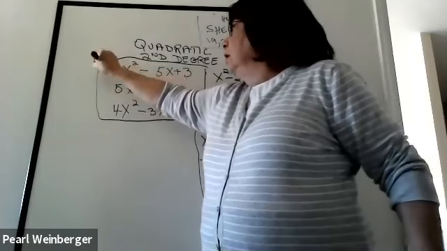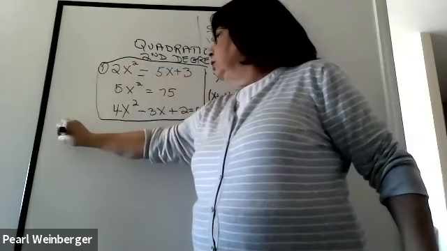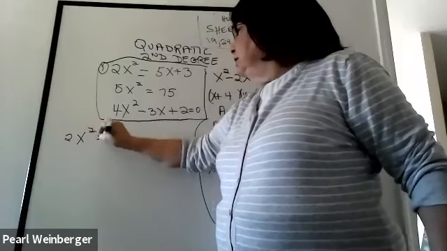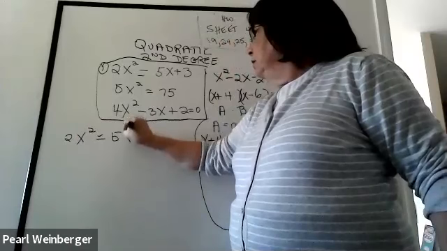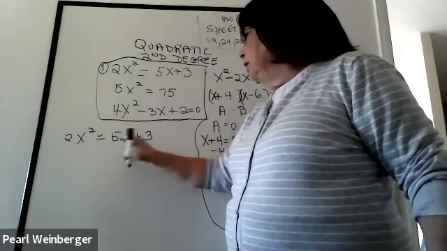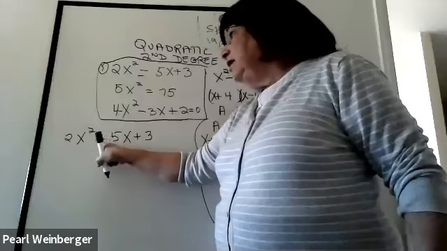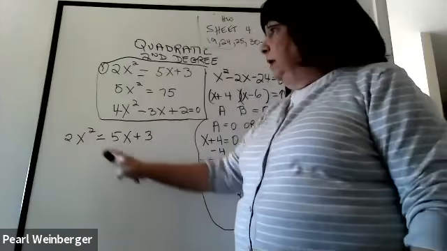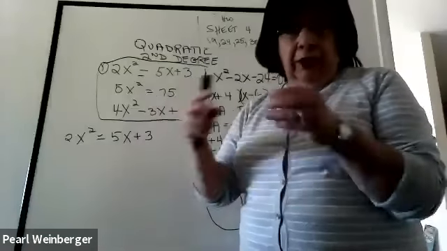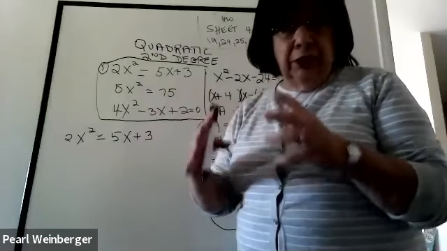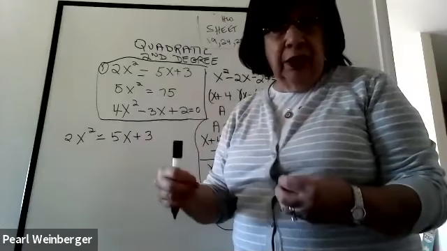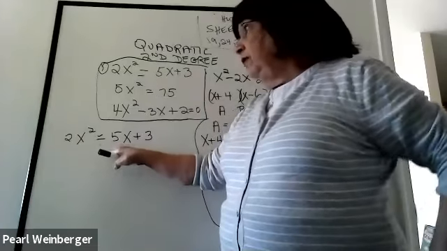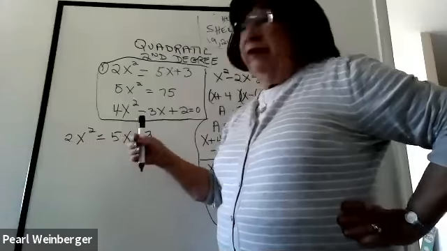Number 1. 2x squared equals 5x plus 3. Again, I see it's a quadratic equation. It has an equal sign and the exponent of 2, but it's not equal to 0. And the first thing I have to do is make sure that my quadratic equation equals 0. Okay, so therefore, I'm going to have to move some things.